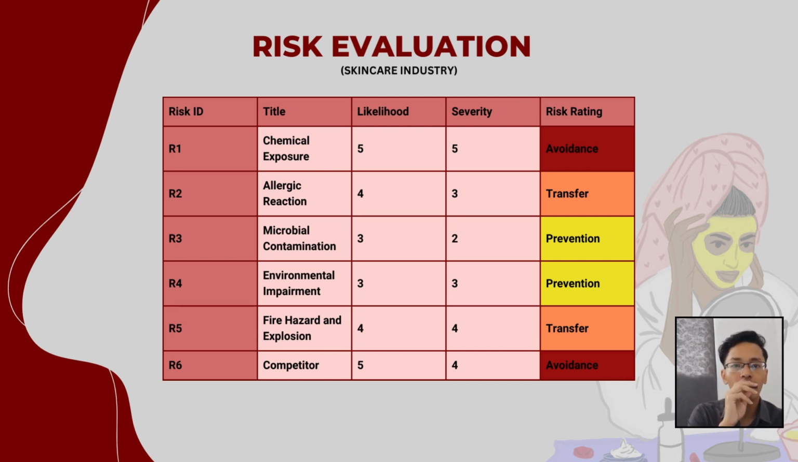Now let's talk about environmental impairment. With a moderate likelihood and severity, prevention is our go-to strategy. It embraces eco-friendly practices, sustainable sourcing, and waste reduction to minimize the industry's environmental impact.